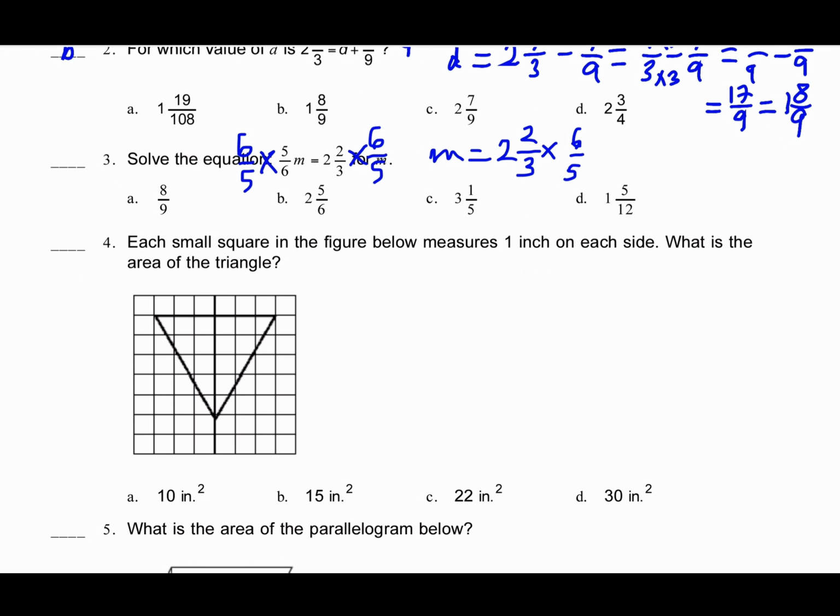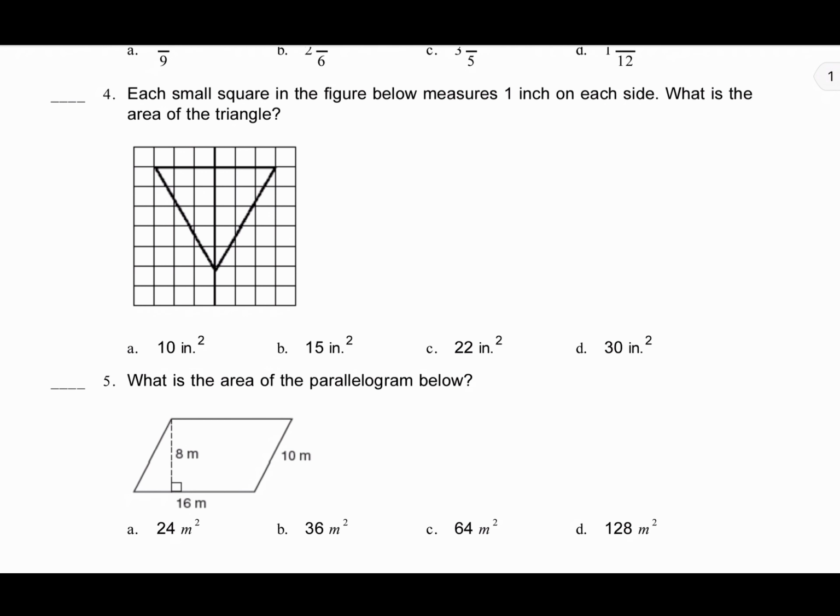So 2 times 3 equals 6 plus 2 equals 8 over 3 multiplied by 6 over 5. Now we can simplify. Divide by 3 equals 1, divide by 3 equals 2. We have 8 multiplied by 2 equals 16, and 1 times 5 equals 5. So now it's 16 divided by 5, which can be written as 3 and 1/5. So the answer would be C.